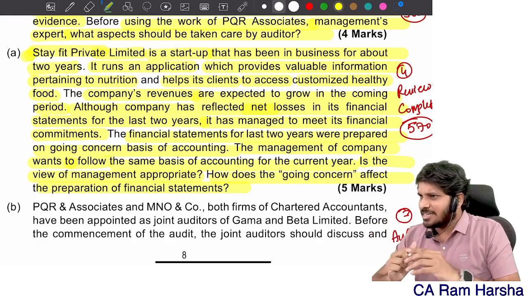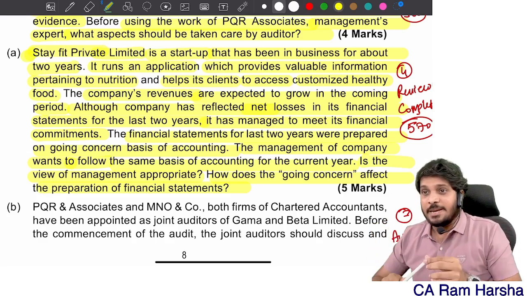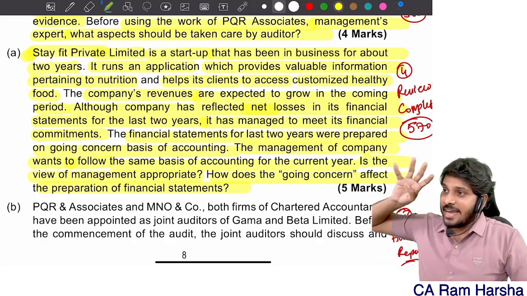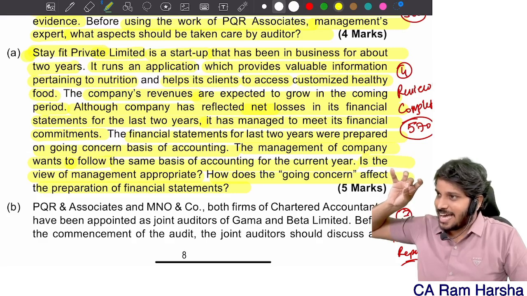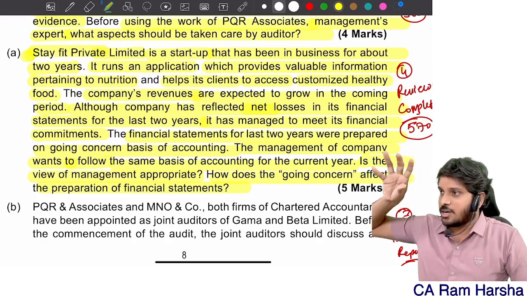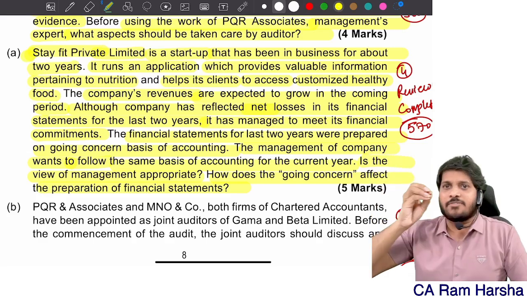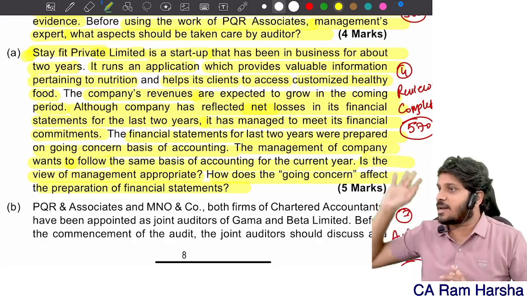You have the impairment standard in advanced accounts. In impairment loss, when do we calculate impairment loss? Recoverable value minus carrying value is equal to impairment loss, if at all it is positive. If it is negative, no impairment loss. If recoverable value is less than carrying value, it's an impairment loss.